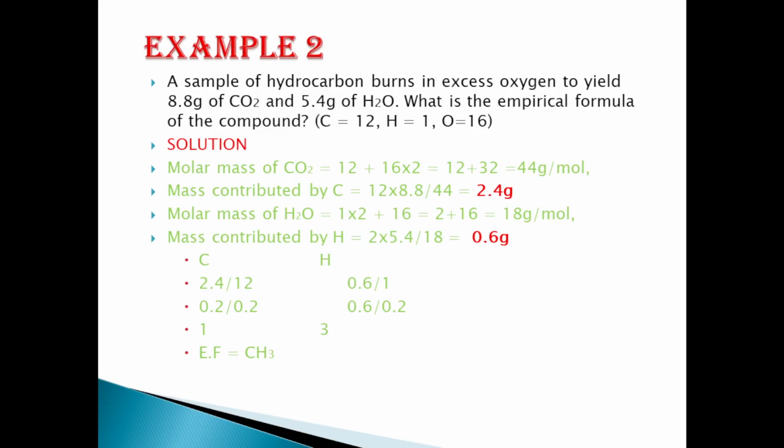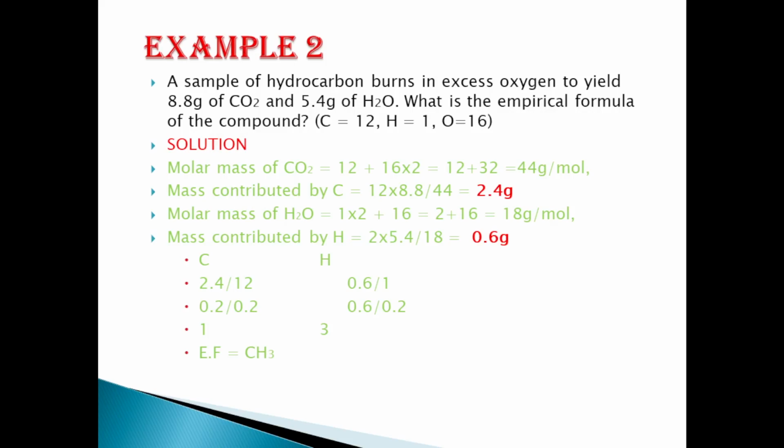Then you do the same thing for hydrogen in water. The molar mass of water is 18 gram per mole. The mass of hydrogen in that 5.4 gram of water will be 2 gram, which is contributed by hydrogen, over the total 18, then multiplied by 5.4 gram, and that gave us 0.6 gram of hydrogen from that compound.